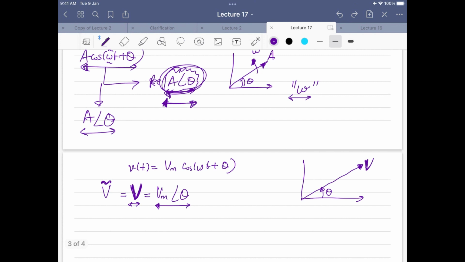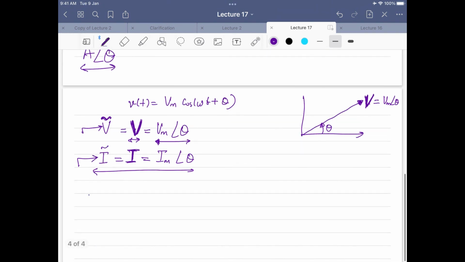This is your V, which is nothing but Vm angle theta. Similarly, you can write I also as the bold letter I, which is nothing but Im angle theta. Because voltages are alternating, currents will also be alternating. So this can be the representation for voltage, and this is the representation for current.